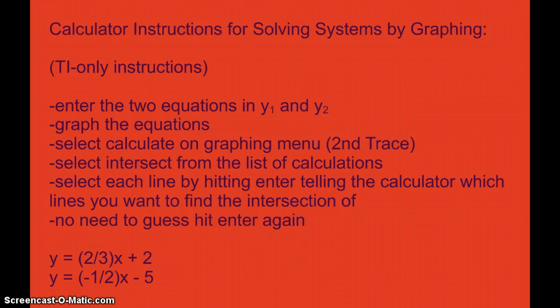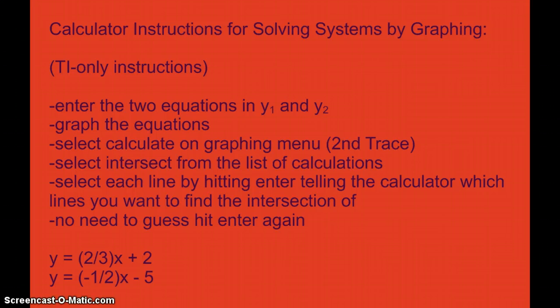Now, we're looking for where the lines intersect. So you'll want to select Intersect from your menu. That would be number 5. And it then asks you a question that says First Curve. What that's referring to is we're telling our calculator to find where our lines intersect. It wants to know which lines you are wondering about. So go ahead and select your first line for first curve and your second line for second curve. Then it's going to ask you if you want to guess. We don't need to guess.